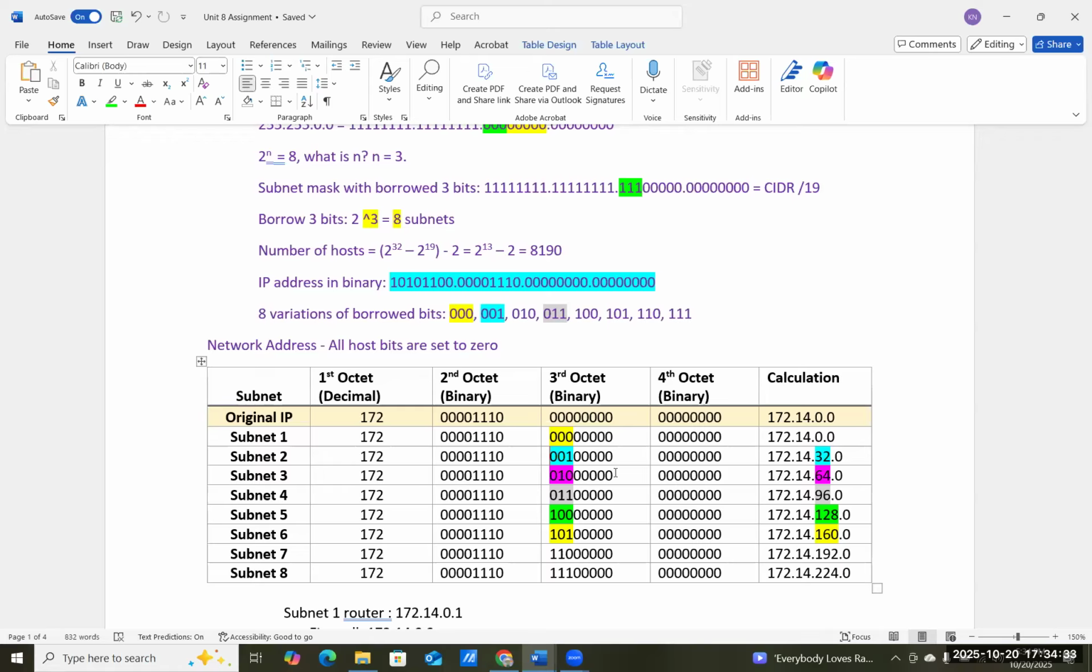Then subnet 3, my branch 3, right? That's the next combo, which is 010. The third one, you plug that into here, and that's going to give you 64. Sorry, the magenta comes up really dark.